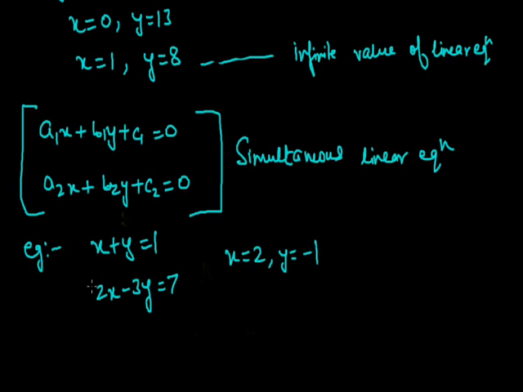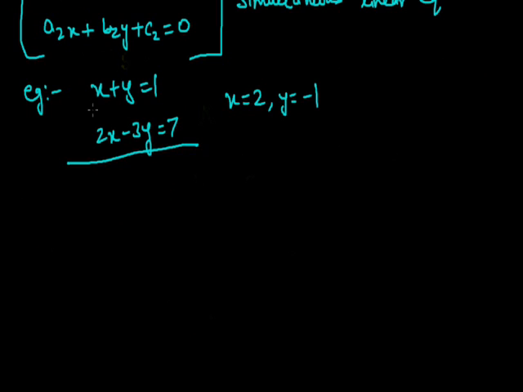If I keep the values of x and y in both linear equations, they will satisfy both simultaneously. If I keep the values in the first equation, x plus y is equal to 1, the LHS becomes 2 minus 1, which is 1, and the RHS is already 1. It means it satisfies the first linear equation.